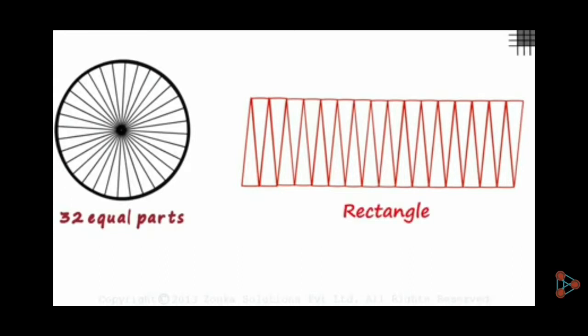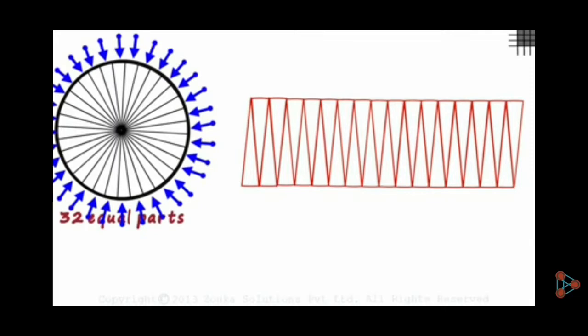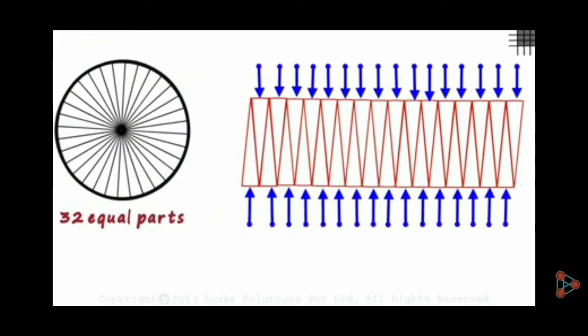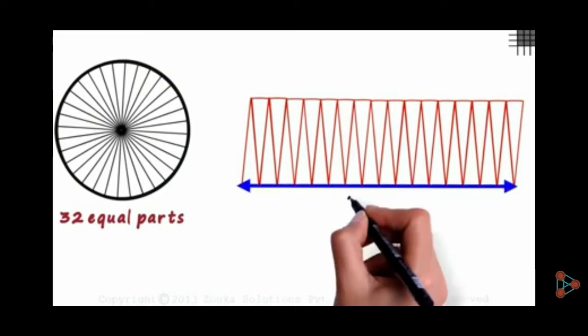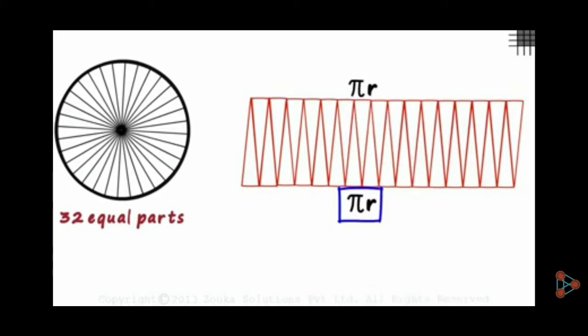It looks like a rectangle. If you notice, these tiny arcs are the arcs around the circumference. So these lengths on top and the ones on the bottom together form the circumference. Out of the 32 tiny lengths, 16 are on top and 16 lie at the bottom. As the total circumference is 2 pi r, this will be pi r and this will also be pi r. Pi r plus pi r is 2 pi r.